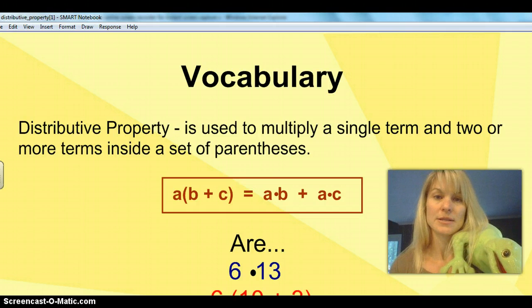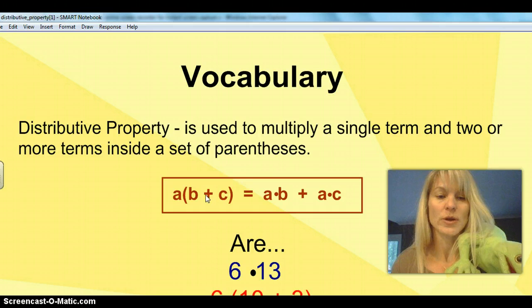So we talked in class, example, like a Red Bull distributor. Their job is to distribute Red Bull to different stores. So distribute means to give out. And basically, this is the standard equation for this. So we want to give out the A to the B and the C. And when you're giving out, you multiply. So we multiply the A times the B, and then we add it to the A times the C. So we're multiplying A by both of these.